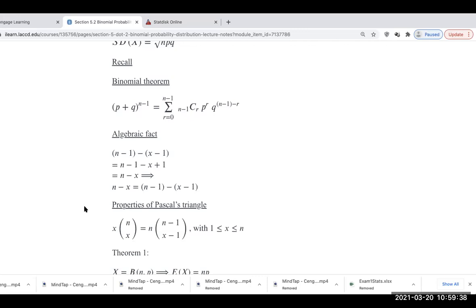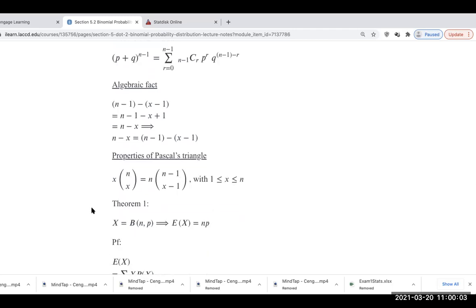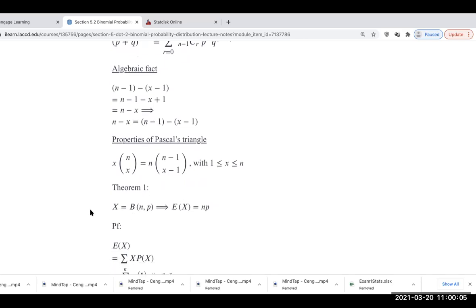Let's recall some properties of Pascal's triangle. So the absorption property, that x times nCx is equal to n times n minus 1 C x minus 1, for x between 1 and n. So let's try to show the following. That if x is a binomial random variable, then the expected value of a binomial random variable is just n times p.